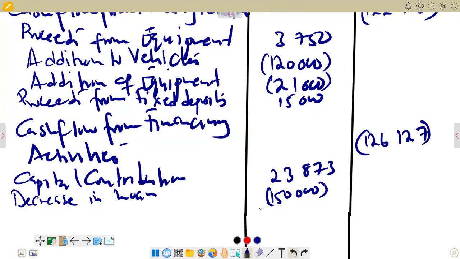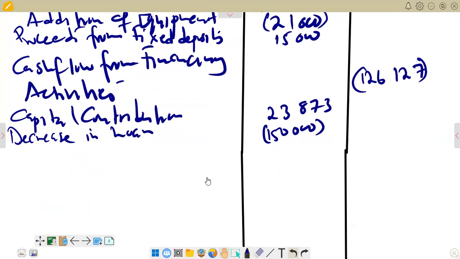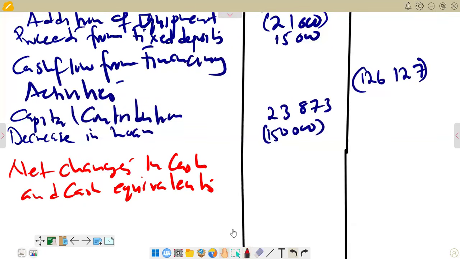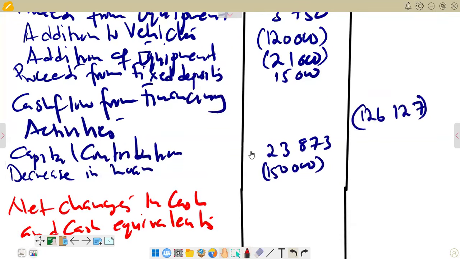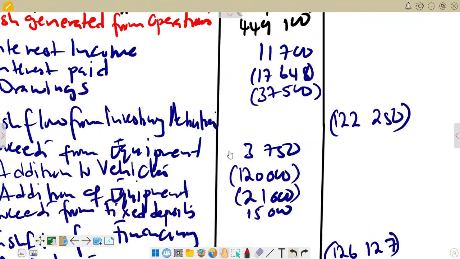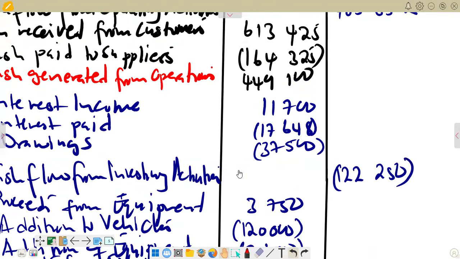And then we now want to calculate the net change. The net change, we are going to put it here. We are now saying net changes in cash and cash equivalents. So basically, we are starting from the top in terms of the net change that we have for operating. We adjust it by adding or subtracting the one that we have for investing, and then we adjust for financing.